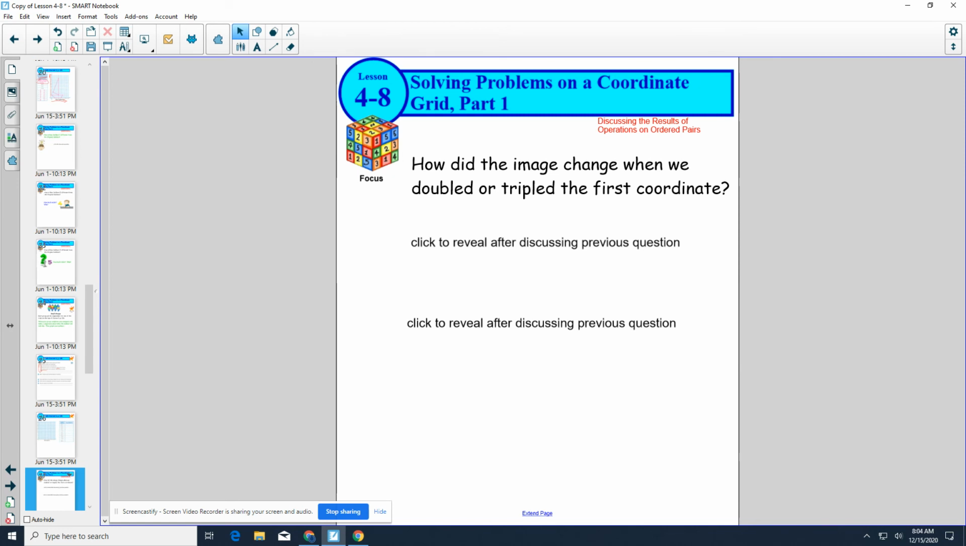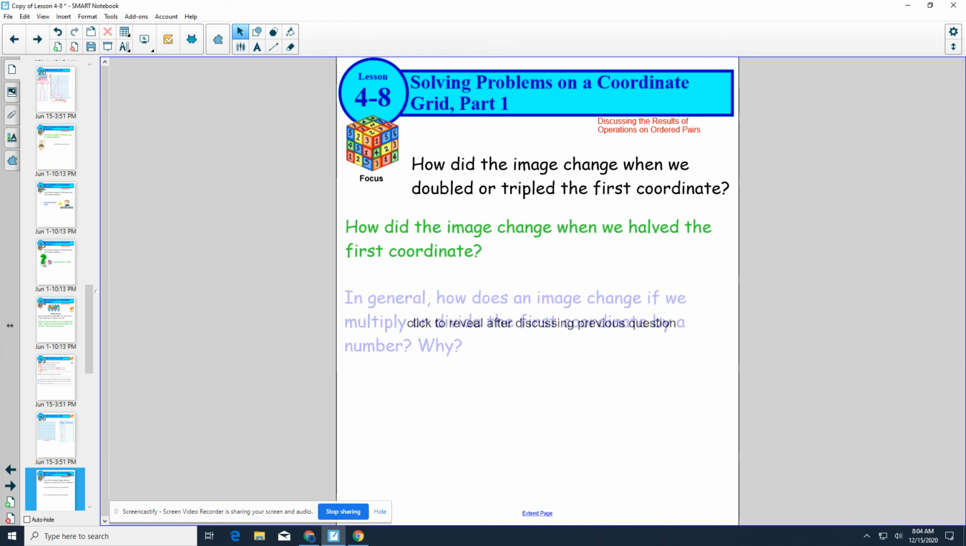Now, how does the image change when we double or triple the first coordinate, right? So how does it change when you have a coordinate? Is it going to get larger or smaller? Remember, halving it is dividing it by 2. So in general, does an image change if we multiply or divide the first coordinate by a number? So think about that a minute. If I take the x, which is the width, if I multiply it, make it larger, or divide it, make it smaller, does that change the size of the image?